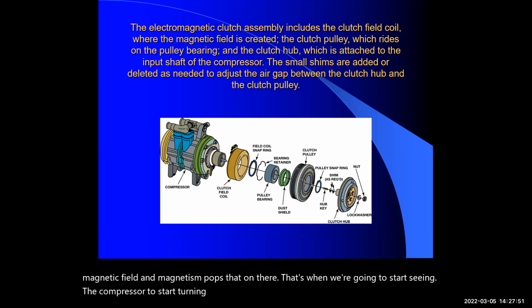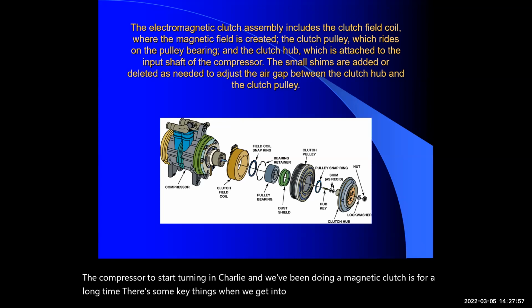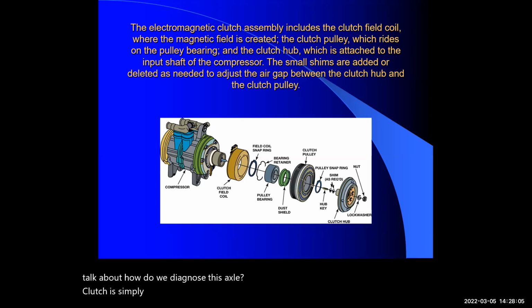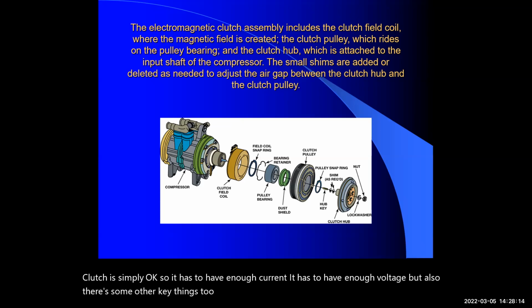And we've been doing magnetic clutches for a long time. There's some key things when we get into our diagnostic part of it. We're going to talk about how do we diagnose this actual clutch assembly. Okay, so it has to have enough current, it has to have enough voltage, but also there's some other key things too. So the spacing of that actual clutch hub to that actual clutch pulley. Okay, we'll get into that.